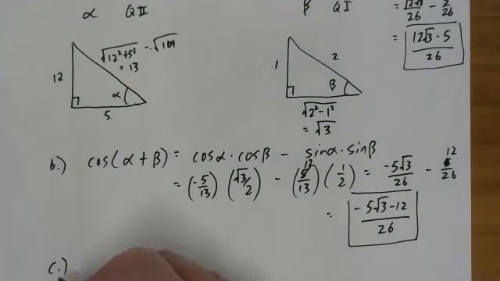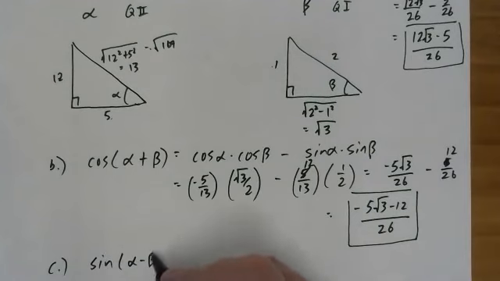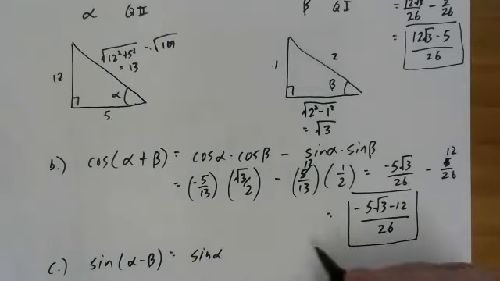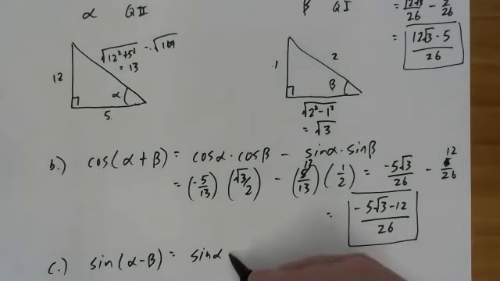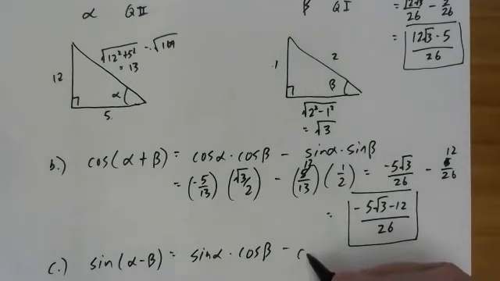So C, two more parts. Now they take the sine of the difference of the two angles. So once again, it's just a matter of writing down the formula. Sine alpha times cosine beta minus cosine alpha times sine beta.